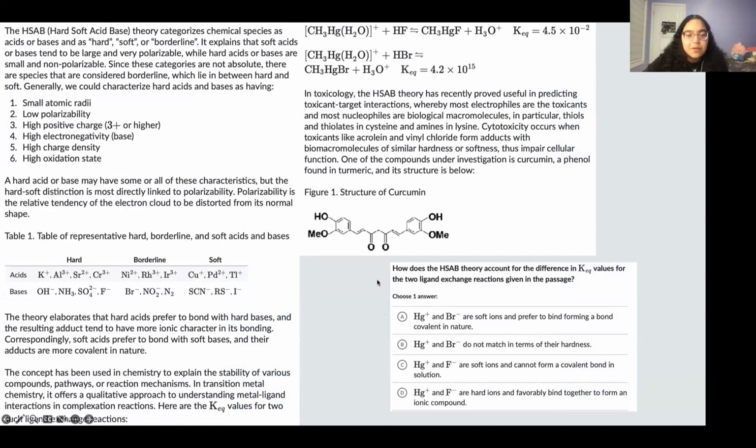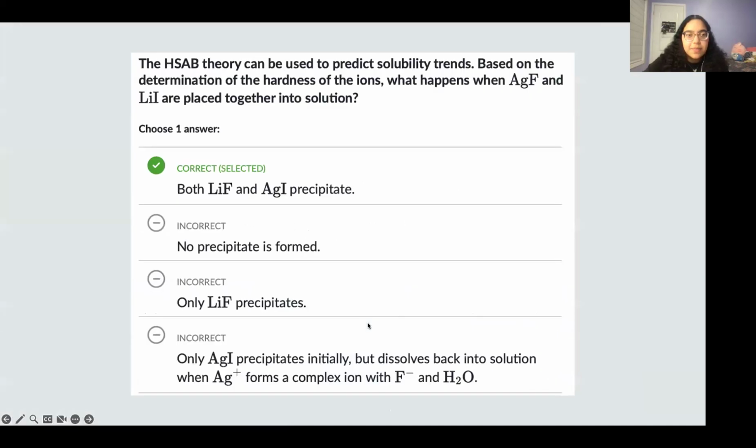Okay, so for these 2 questions, for the first question, it would be that LiF and AgI both precipitate. You'd look at similar things in the table. So for Ag, Cu+ was considered soft, so Ag+ in the same group would be considered soft. And then I- is also soft, so AgI would bond together and then precipitate since they're both soft.